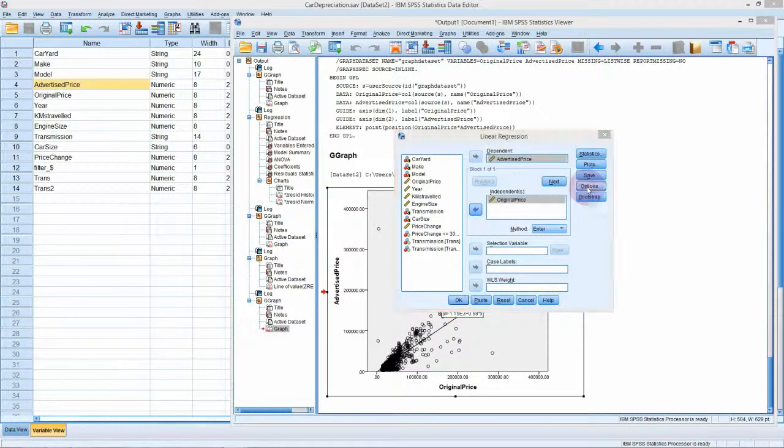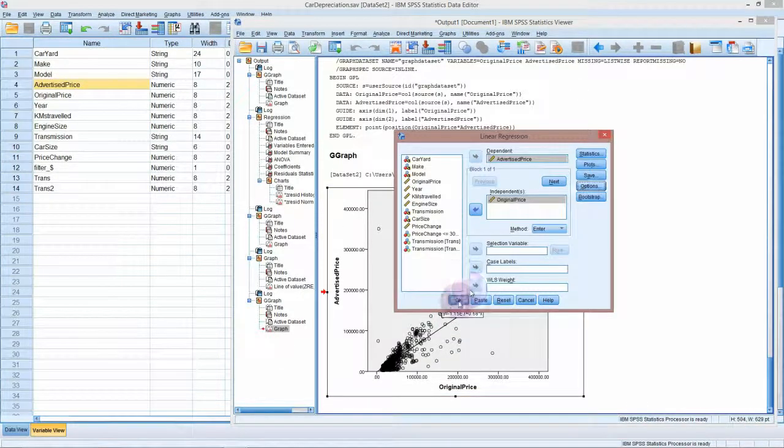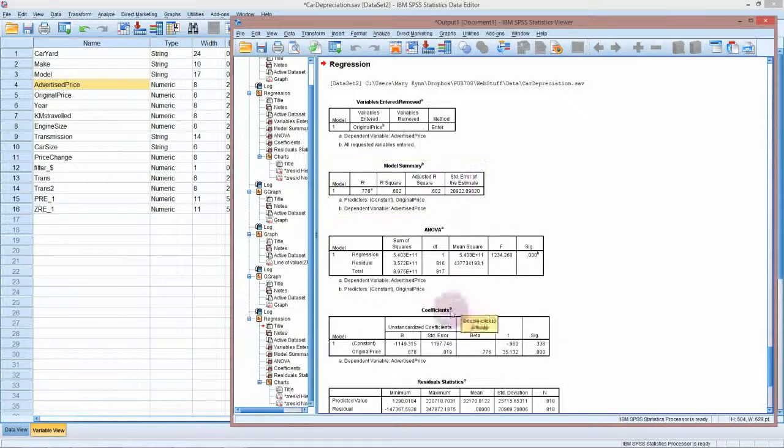Okay, can't remember what options are. No, don't need any options. Okay, so we've got our output. You can see it's popped up two new variables. If you're doing several analyses on the same data set, you might want to go in and rename these because you lose track of what they were from.